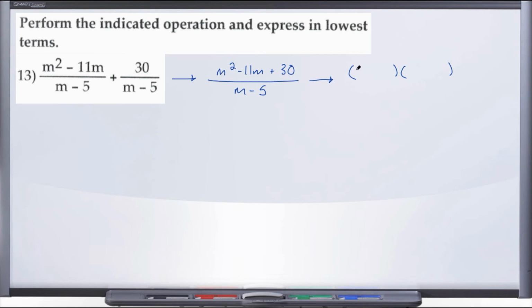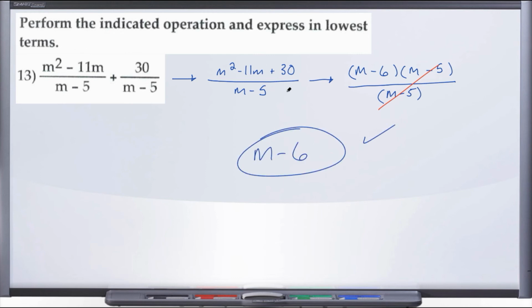We are working with m, so let's split that m up. And again, factors of 30 that add to negative 11. Well, I think we're going to be dealing with a negative 6 and a negative 5, right? Negative 6 plus negative 5 gives us negative 11. Negative 6 times negative 5 gives us positive 30. And this was over our denominator, m minus 5. And now that we factored, you can clearly see that those m minus 5s, that factor cancels, and so we are just left with m minus 6.